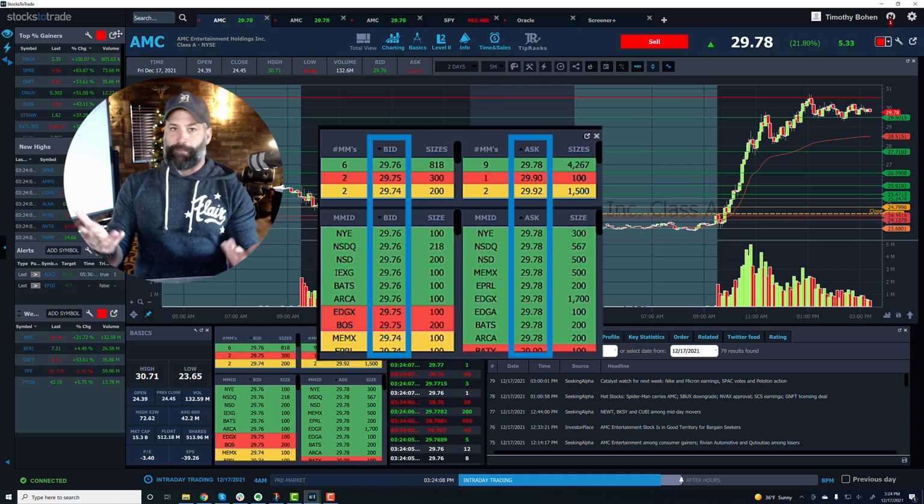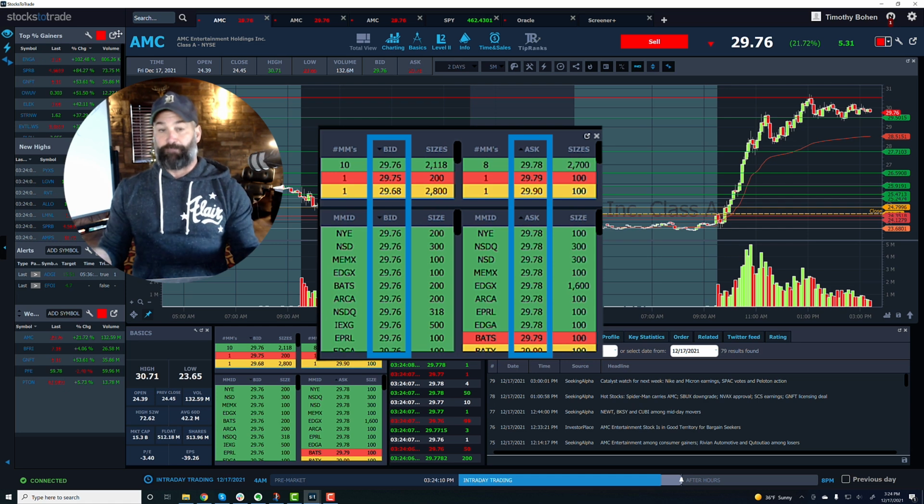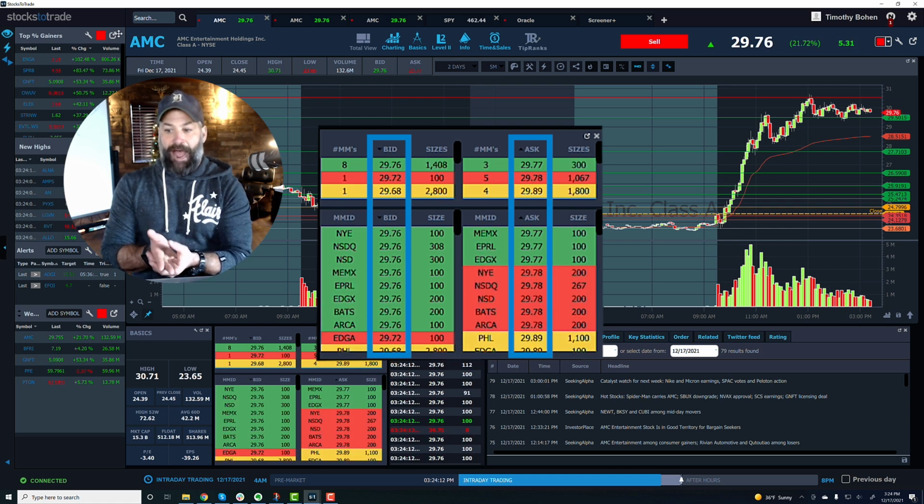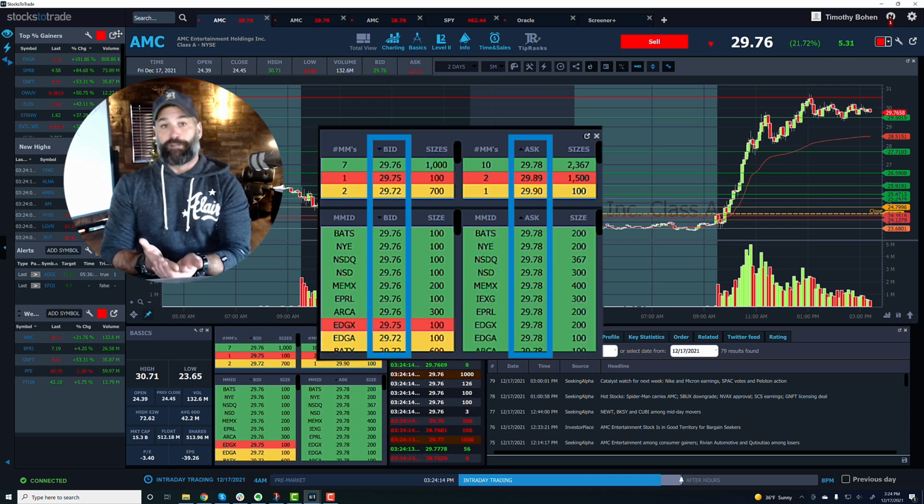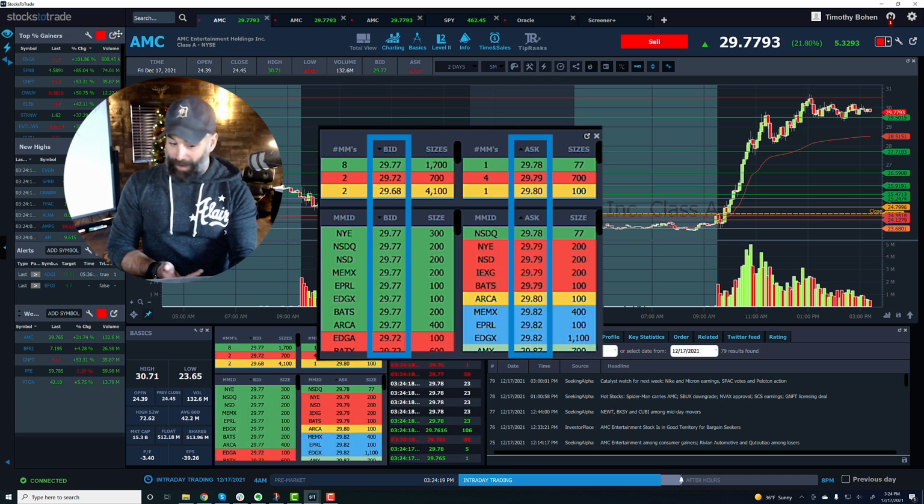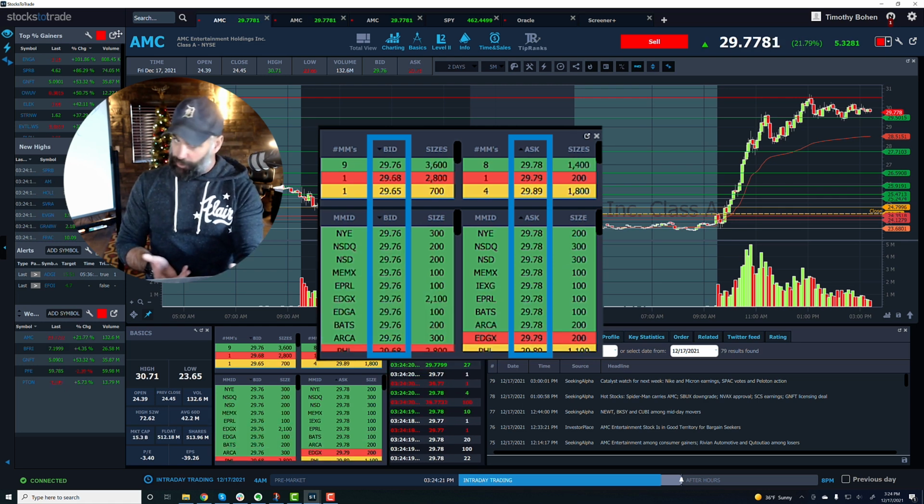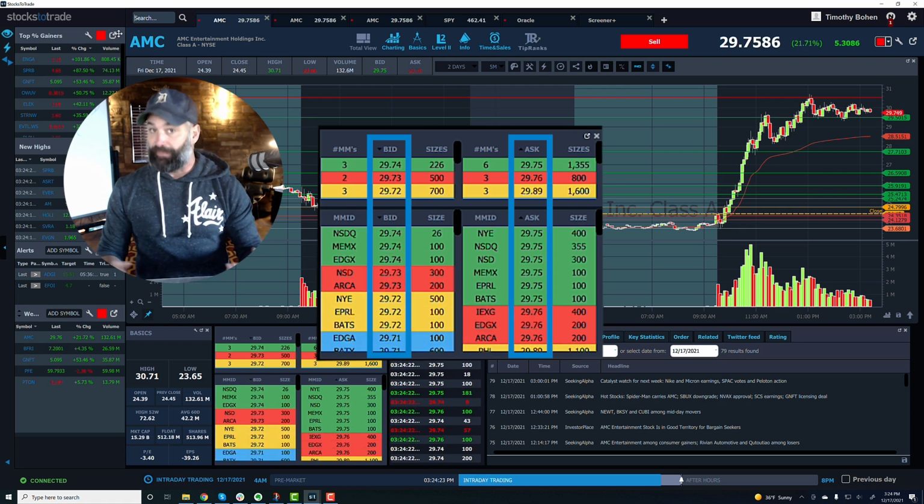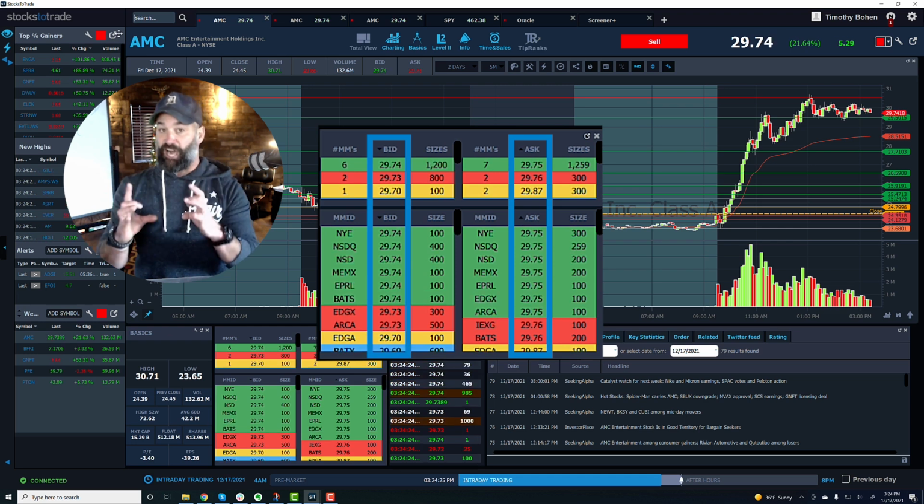And when we talk about the spread, that is the difference between the bid and the ask. Now, I'm going to beg you to trade liquid stocks. You can see most of the time AMC has a penny spread. I just saw a 2-cent spread. That's what you want. That's a liquid stock with a tight spread.